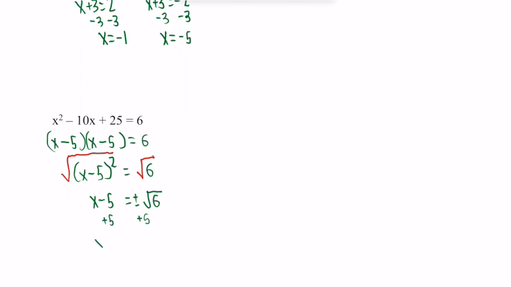They're not like terms, so splitting it up into two separate equations isn't really going to save us any time. Here we would end up with a positive 5 plus or minus the square root of 6. And now if we wanted to write these individually, we could. We would have 5 minus the square root of 6 and 5 plus the square root of 6.